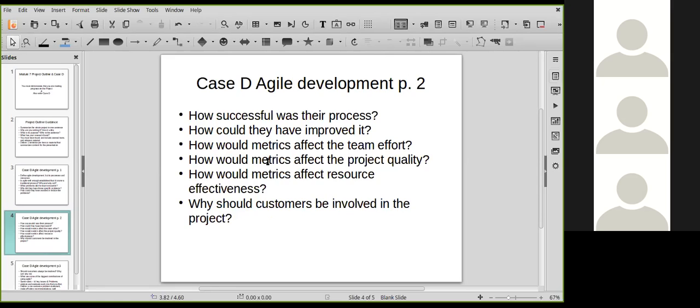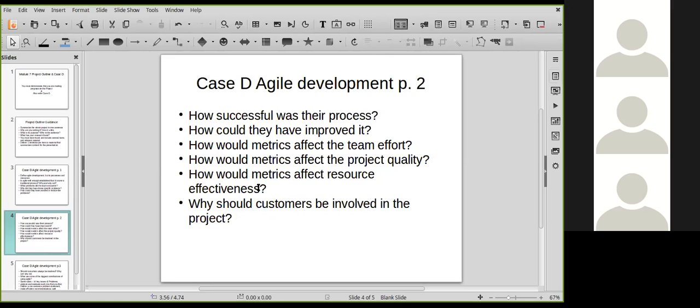So I want you to think about it. If you had metrics here in the case, how could they affect positively and negatively the team process, what they're doing and how they're doing it? How could they affect the output quality, positively or negatively? And how could they affect whether resources were best used or not? Those are serious issues for an MIS manager or for any other manager.